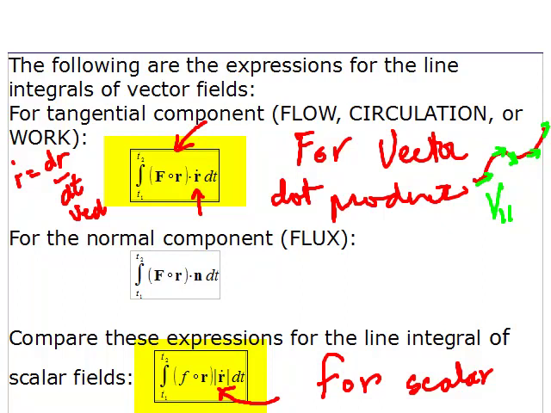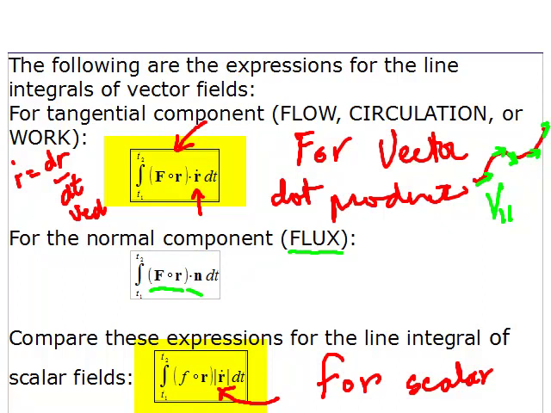Now when you're integrating the normal component, you want flux. How do you get the normal component? You do the same thing, F composed with R. That puts your vector field right on the line, and as t changes, you just pick off the value of the vector field along that line. Now you dot it with the normal. Okay, so that makes sense.